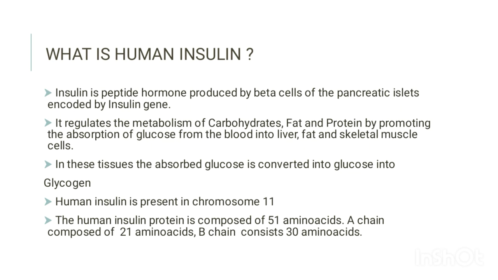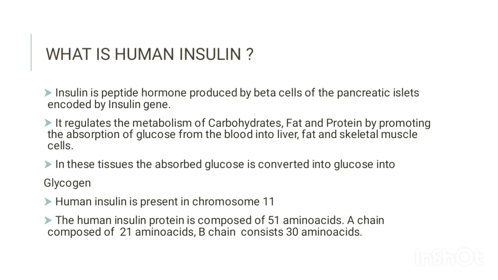First of all, what is human insulin? Human insulin is a peptide hormone produced by beta cells of pancreatic islets, encoded by the insulin gene. It regulates the metabolism of carbohydrates, fats, and proteins by promoting the absorption of glucose from blood into liver, fat, and skeletal muscle cells. In the tissues where the glucose is absorbed, it is converted into glycogen. Glycogen is a storage material and it is utilized for further energy processes.